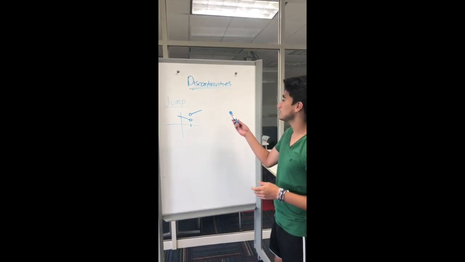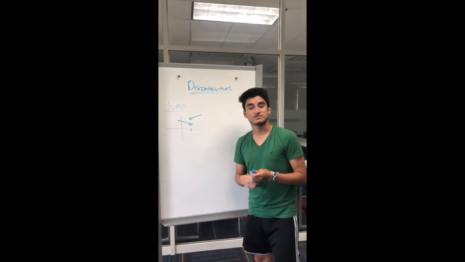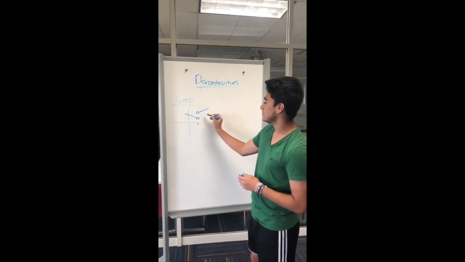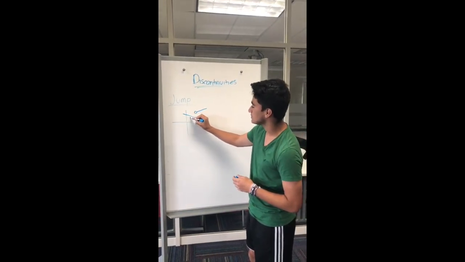The next type of discontinuity is the jump discontinuity. This means that it's approaching different values depending on where x is coming from. Like in this example, it's coming from this.